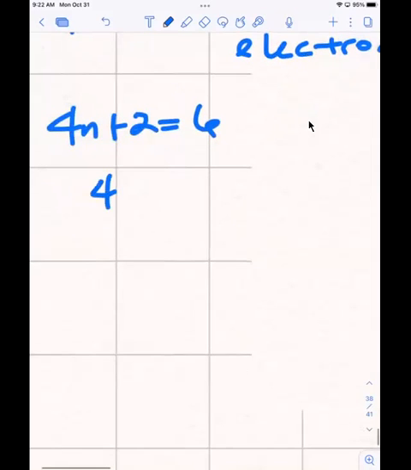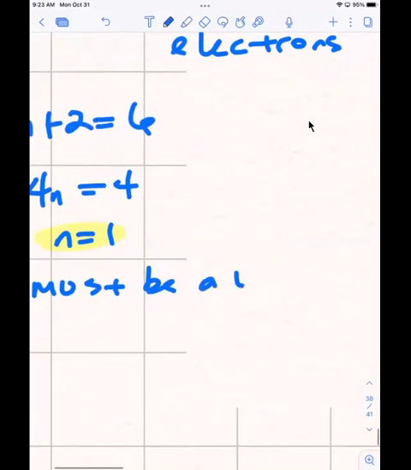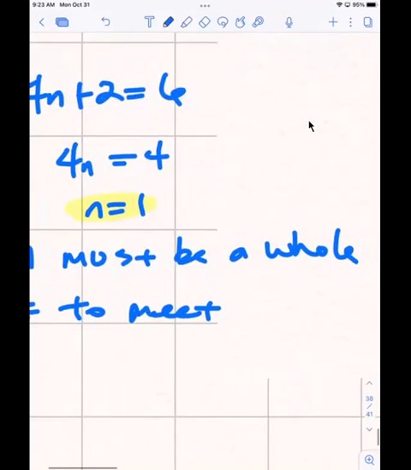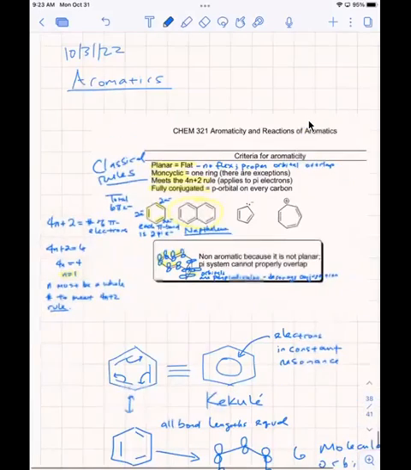All right, so 4n equals 4, n is 1. So this n has to be a whole number, right? And it has to be a whole number in order to meet the 4n+2 rule.